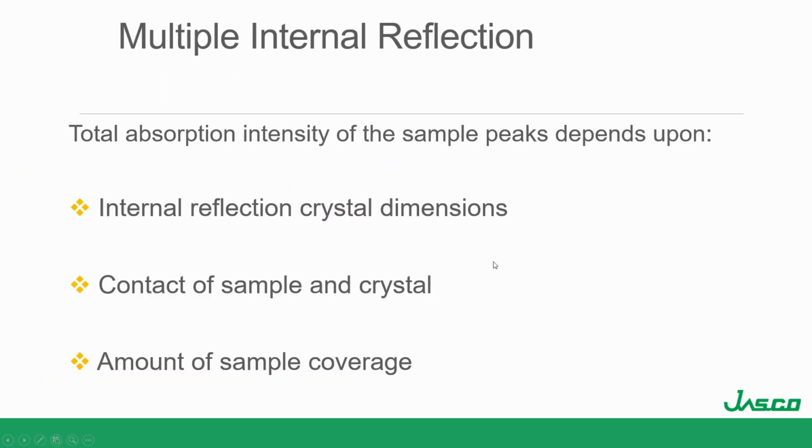So you have choices on ATRs, where you can go from a single bounce, where the light just bounces off the crystal once, to multiple bounces, up to 14 bounces, and the more bounces, the greater your signal. With the caveat that it's going to depend on the size of the crystal and how good of contact you have with the sample on the crystal. So you want the whole crystal covered so you get the maximum out of it.